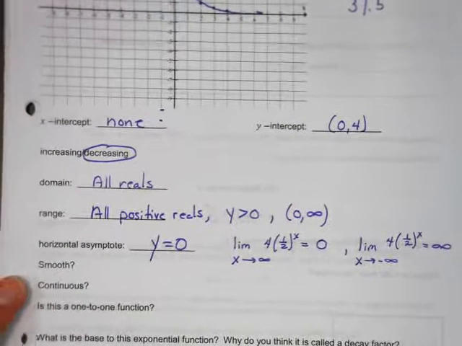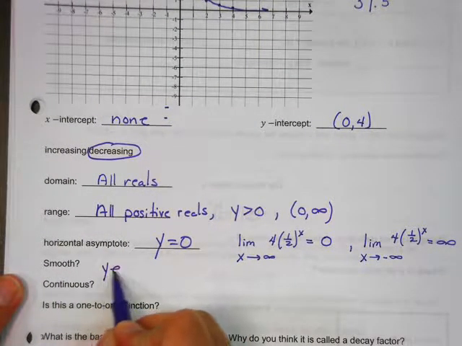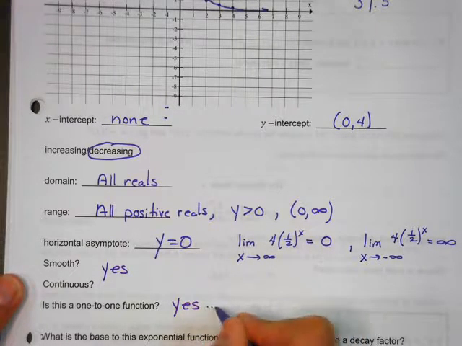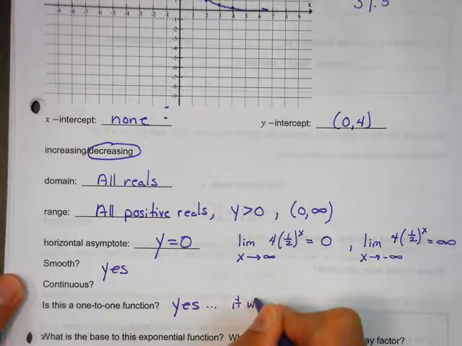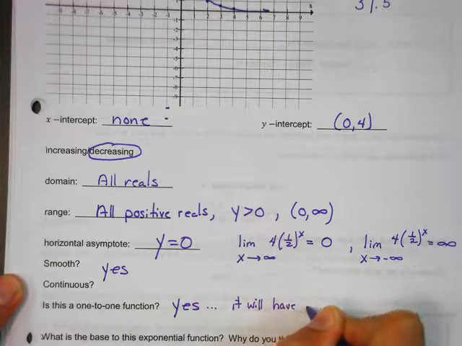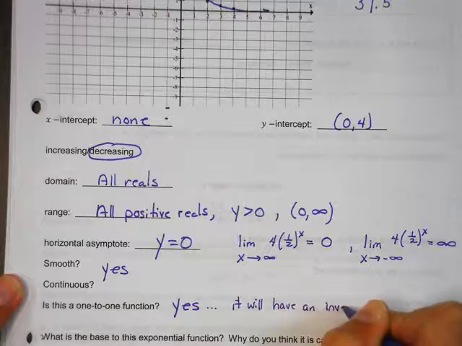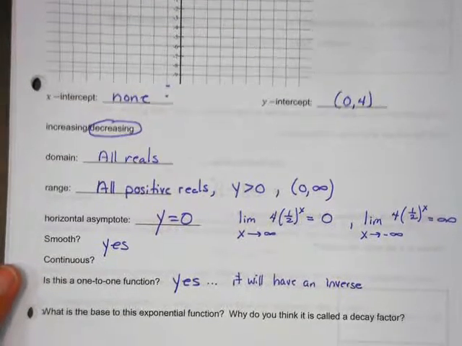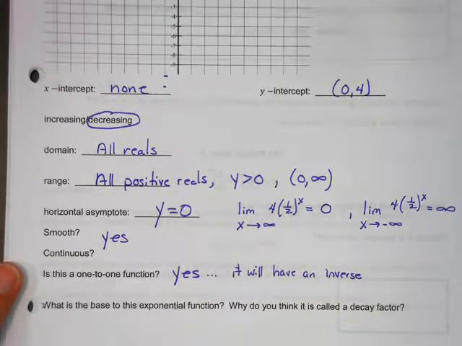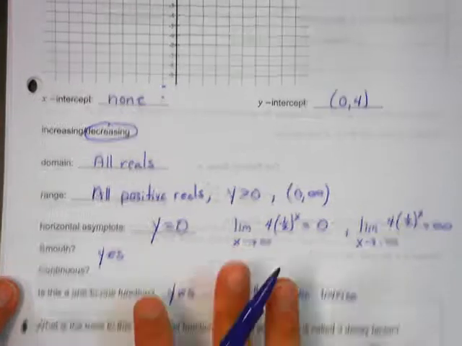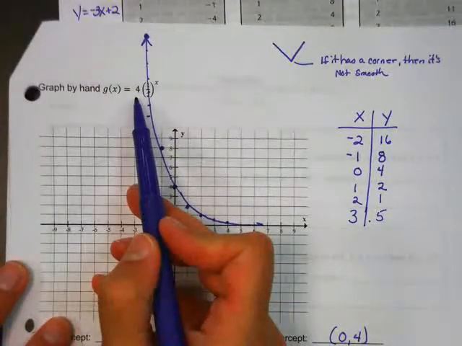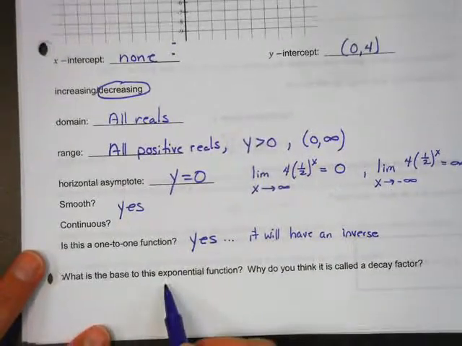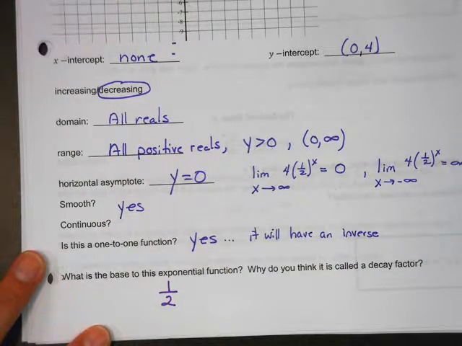So is this smooth and continuous? Yes, it is. Is it one-to-one? Yes, it is. So it will have an inverse, and that's what we get to do on Friday. What is the base of this exponential function? 4? Yeah, it's whatever you're multiplying by. So 4 is the starting value and the 1/2 is your base. It's called the decay factor.